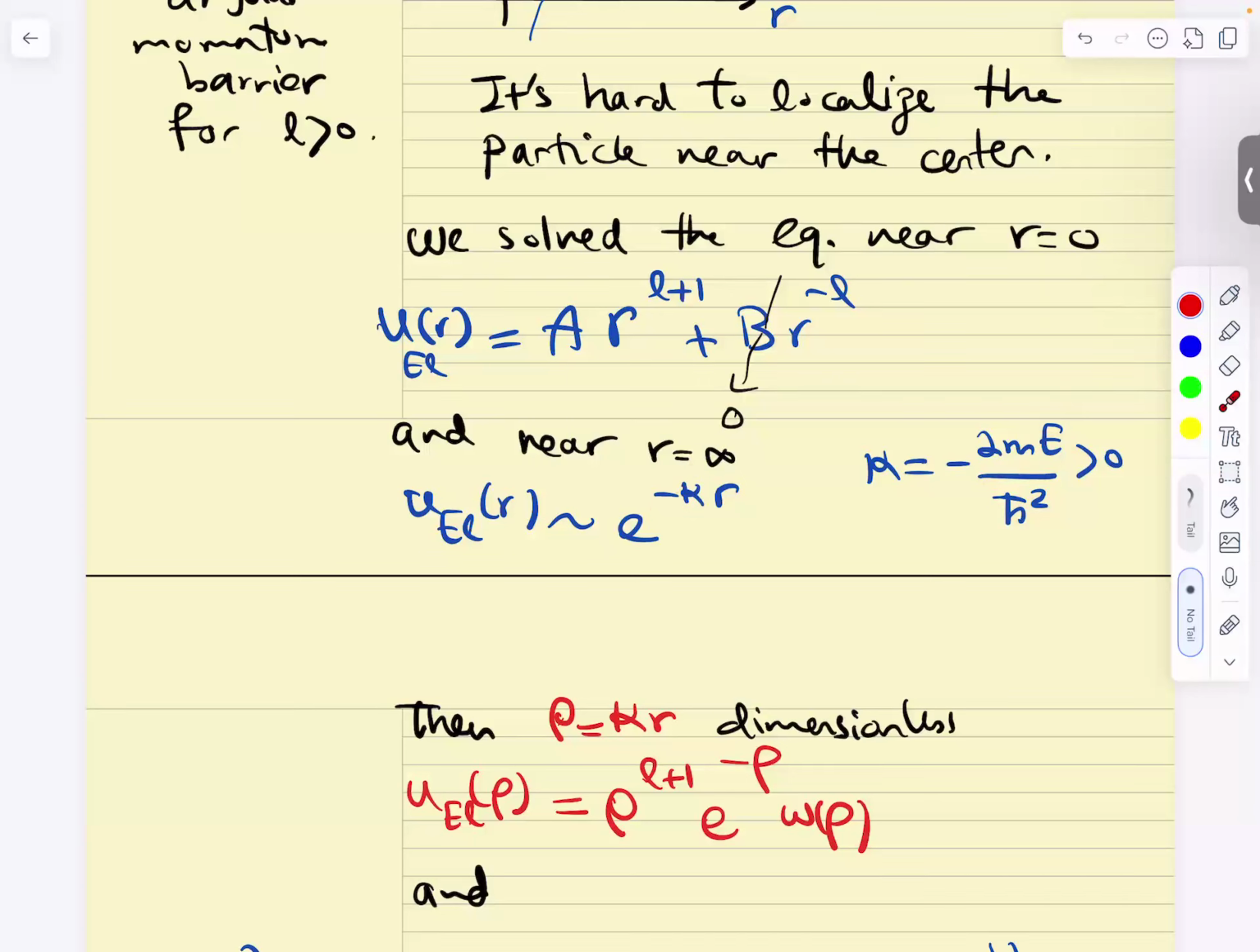So what's the dimensionality of kappa? Just look at this expression. What should you, as a physicist, think of kappa? 1 over r. It's a length. It's an inverse of a length scale. So 1 over kappa is a length scale that your problem is telling you about, right? And the length scale is controlled by energy and the mass, of course.